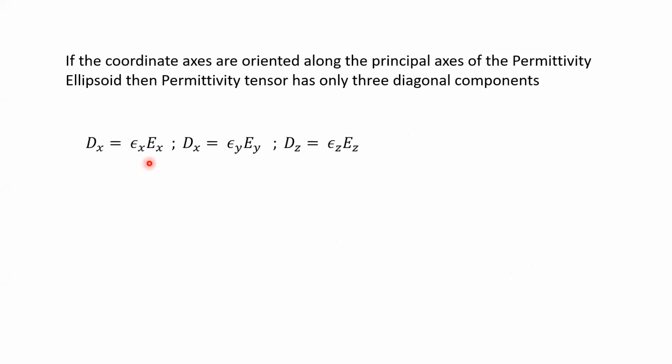So these X, Y, Z are the principal plane directions, the principal axes of the crystal. If your coordinates are oriented along those directions, then out of those 9, only 3 independent elements of the permittivity tensor remain, so you don't have to worry about any more elements. This is something you have to keep in mind: the relationship between D and E when your coordinate system is aligned with the principal axes of the crystal.